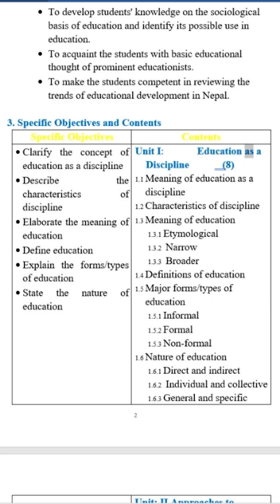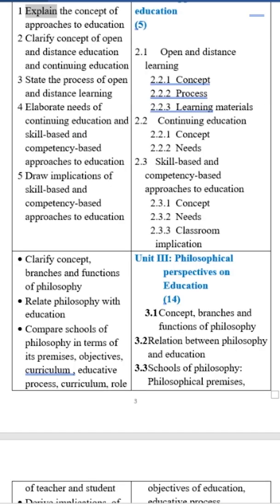Unit I, Education as a Discipline, 8. Meaning of education as a discipline. Characteristics of discipline. Meaning of education: etymological, narrow, broader. Definitions of education. Major forms/types of education: informal, formal, non-formal. Nature of education: direct and indirect, individual and collective, general and specific.